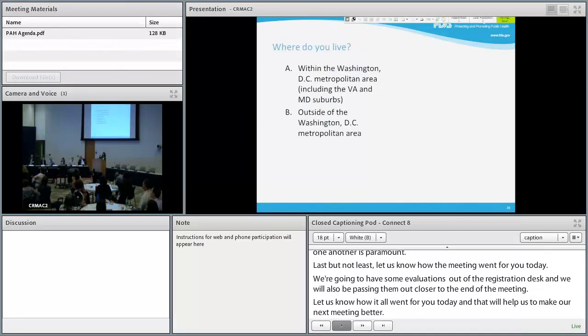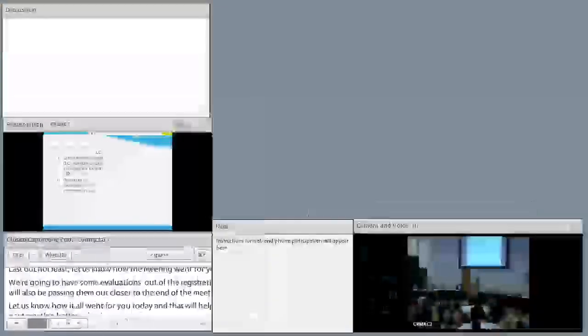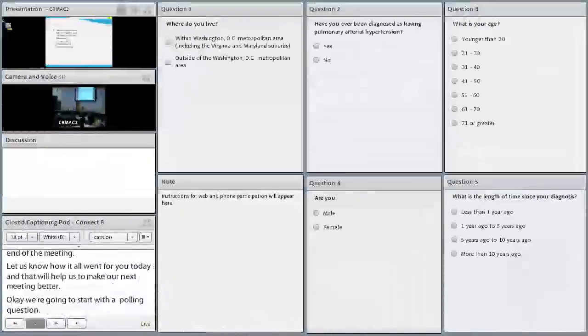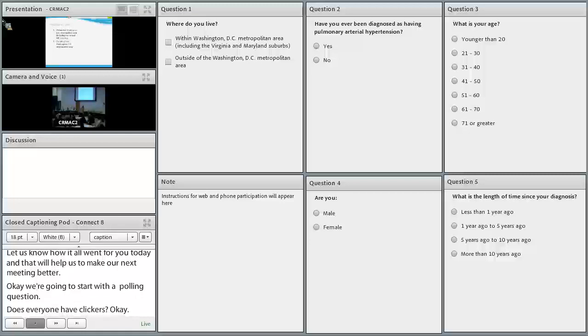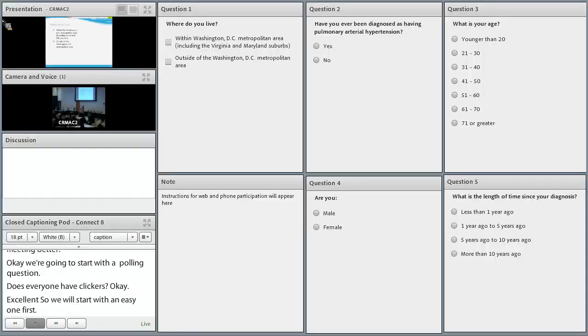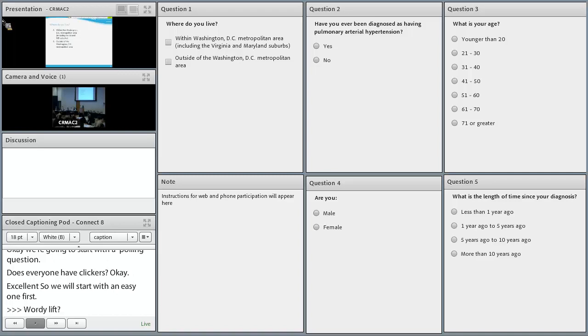Does everybody have clickers? Okay? Excellent. Okay, so we're going to start with an easy one first. Where do you live? Press A for within the Washington, D.C. metro area, or B for outside of the D.C. metro area.